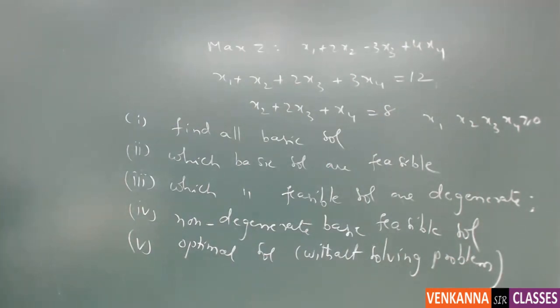So this was the question asked in the previous year papers. Without doing the simplex method, you are going to solve the problem like this. What are the basic solutions? Which basic solutions are feasible? Which basic feasible solutions are degenerate and which are non-degenerate? And without solving the problem, which basic feasible solutions are optimal solutions? That was the question asked. Okay.